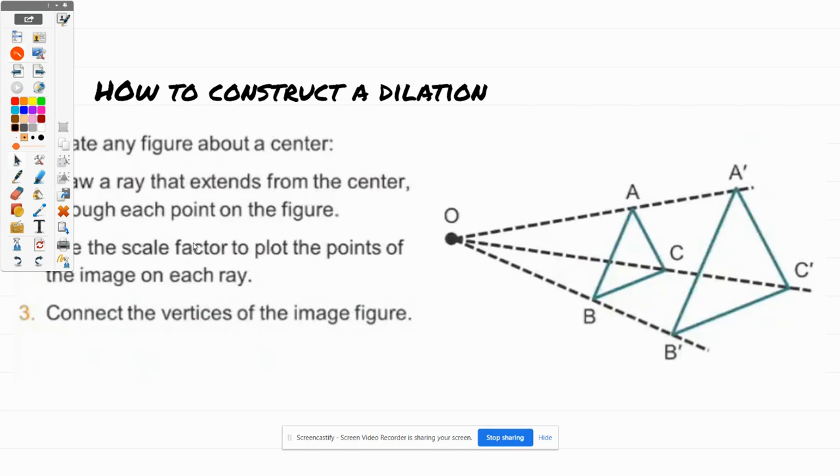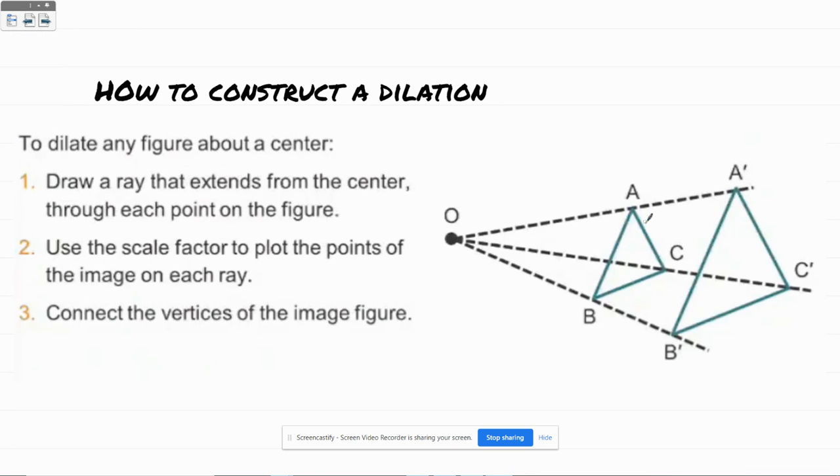Now, you can actually construct dilations, which is kind of cool. So let's say you have this original figure, A, B, C. What you do is, once you know where the center is, you draw these rays through all the points. And then you will measure this distance. Let's say this one's 6.